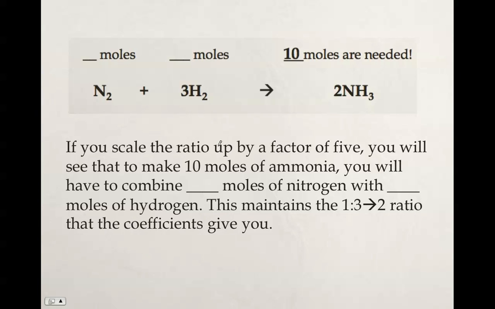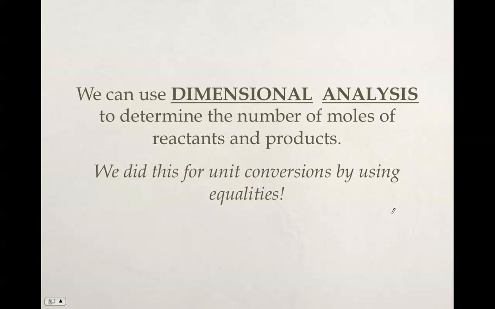For this, you scale the ratio up by a factor of 5. When I went from 2 to 10, I multiplied by 5, so I'm scaling it up by 5. Whatever I do to one coefficient, I have to do to all the other ones. Here I had a 1 to start, and if I multiply that by 5, I would have to have 5 moles of nitrogen. Then with the 3, I'm going to do the same thing and multiply it by 5, which gets me 15 moles of hydrogen. So that 5 to 15 yields 10 still maintains the original 1 to 3 yields 2 ratio that the original coefficients gave us.